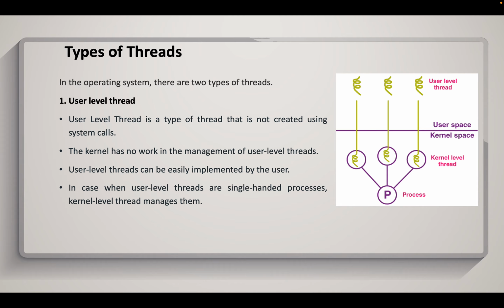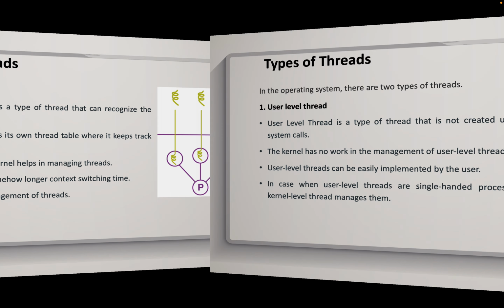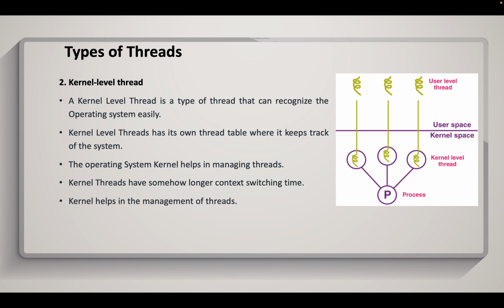What is a user level thread? A user level thread is a type of thread that is not created using system calls. The kernel has no work with the user level threads. User level threads can be easily implemented by users. Whereas kernel level threads are recognized by the operating system easily. Kernel level threads have their own thread table where they keep track of the threads.